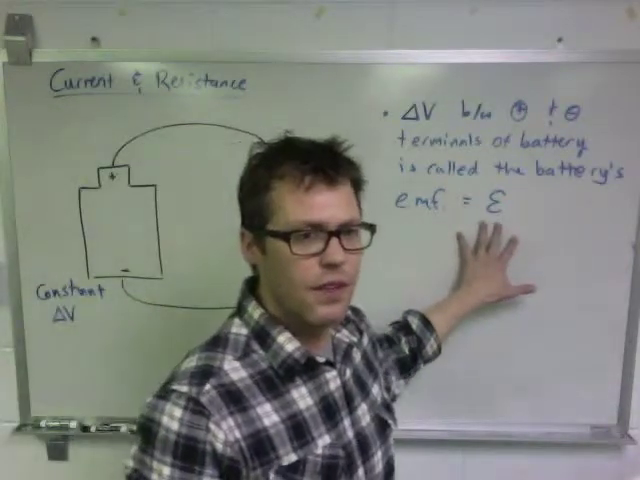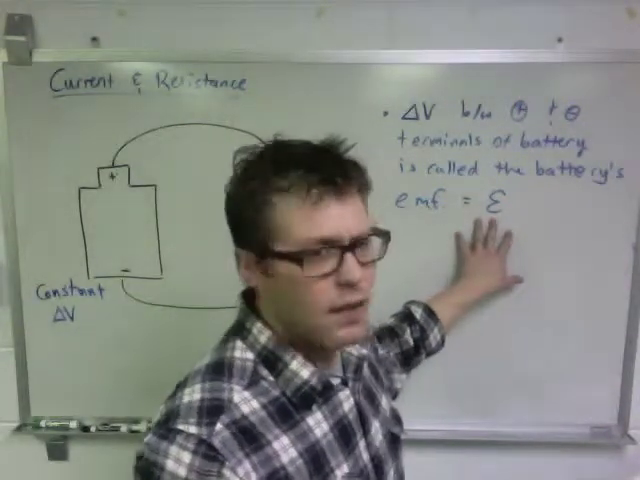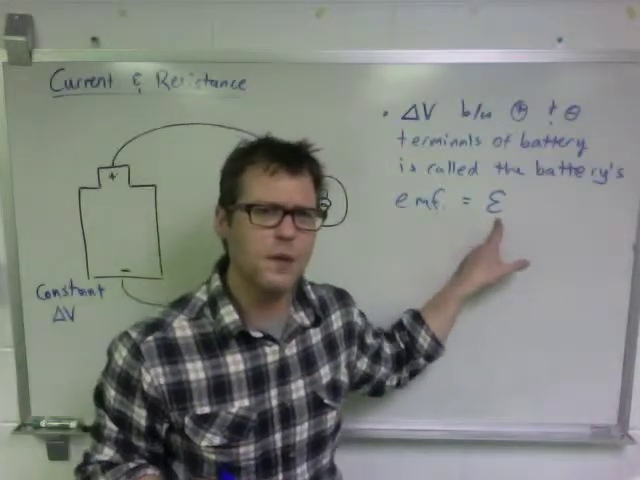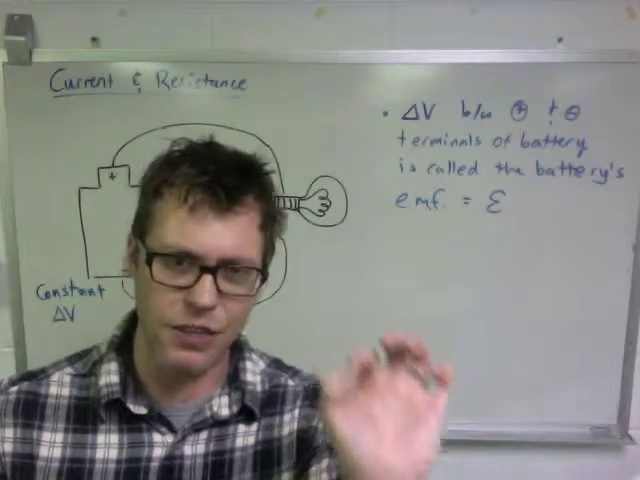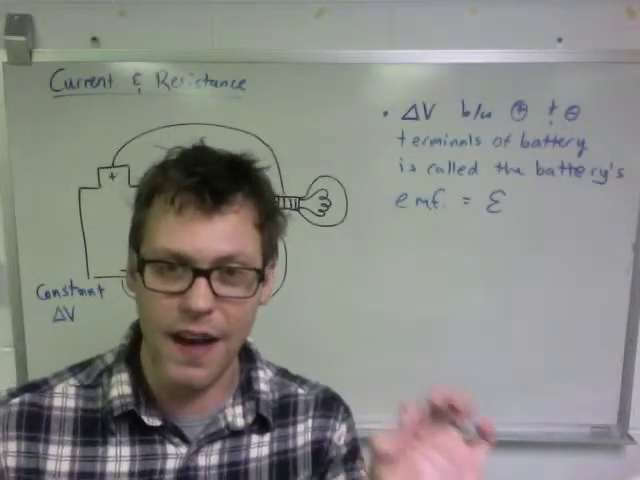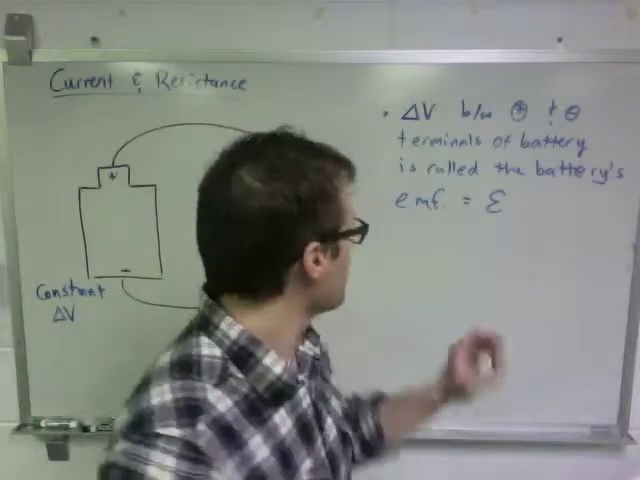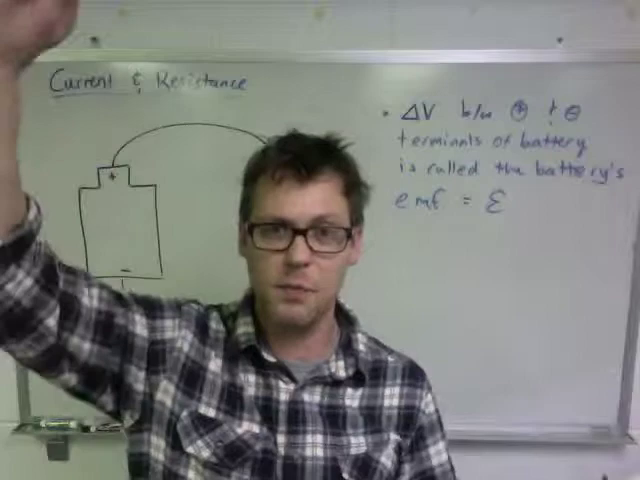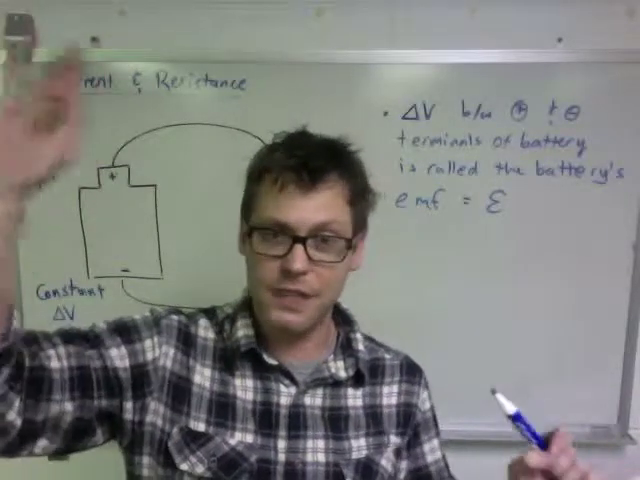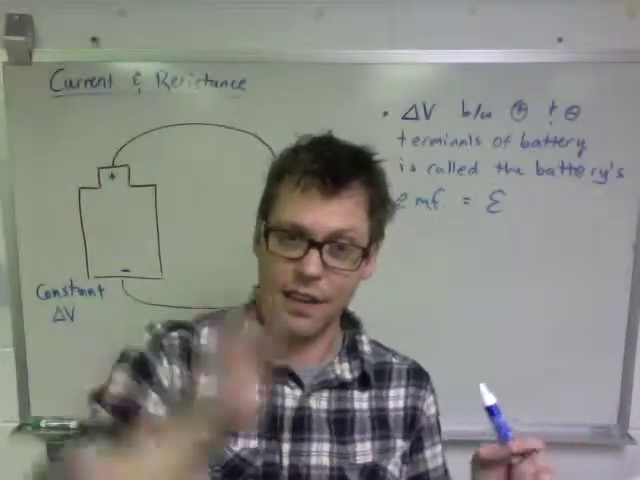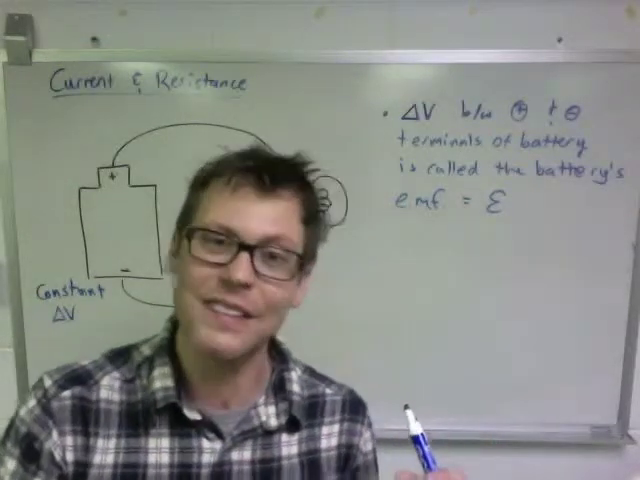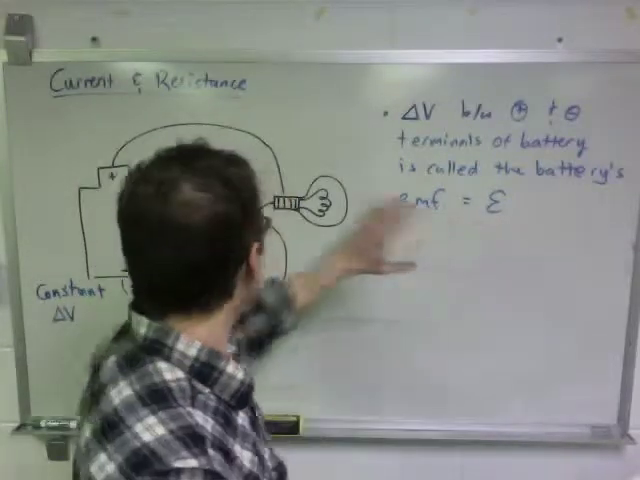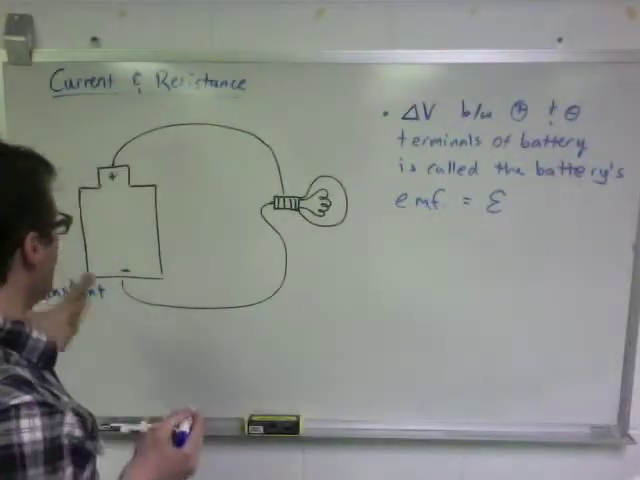Now, why do I even bother, right? If I'm using this idea of EMF, if I'm using a script E, it implies that there is a source of energy involved. There is something there providing that fixed potential difference, right? A delta V, there doesn't have to be a source of energy. I can just take any two arbitrary points in space and measure a potential difference delta V, but that doesn't mean that there's some source of energy between those 2 points, right? That's what the script E implies. So typically when you see a script E, it means we've got a battery.